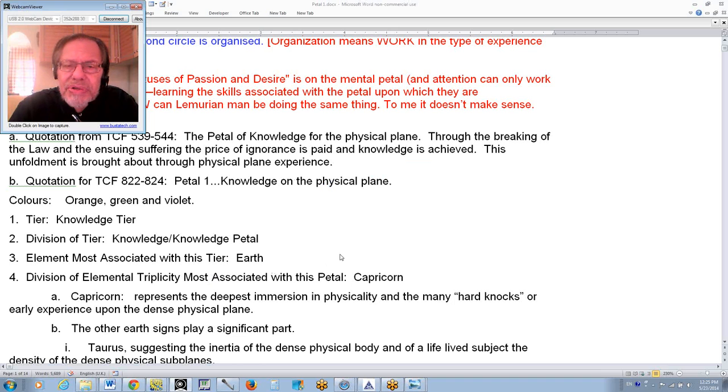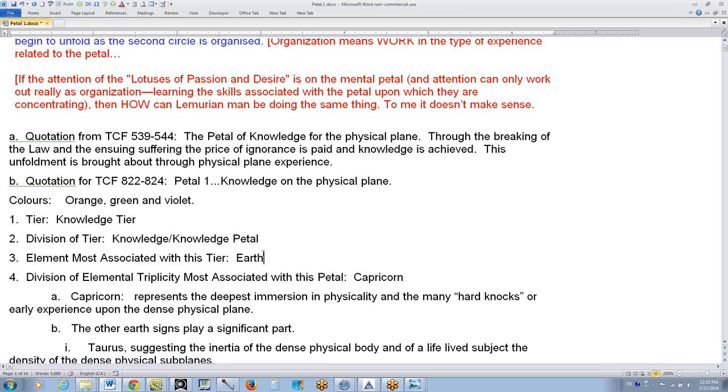The element most associated with this tier, earth, the sensory life, especially the lower 5 senses as they relate to the physical plane. The division of the elemental triplicity most associated with this petal, the earth triplicity, is Capricorn, Taurus, and Virgo. The sign most associated with it, Capricorn.